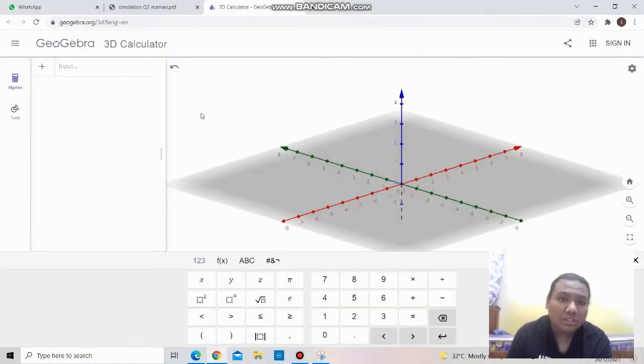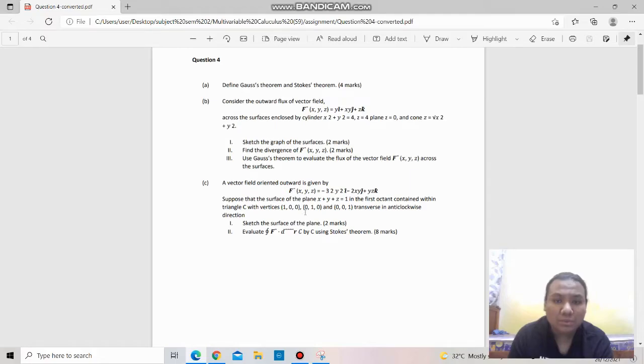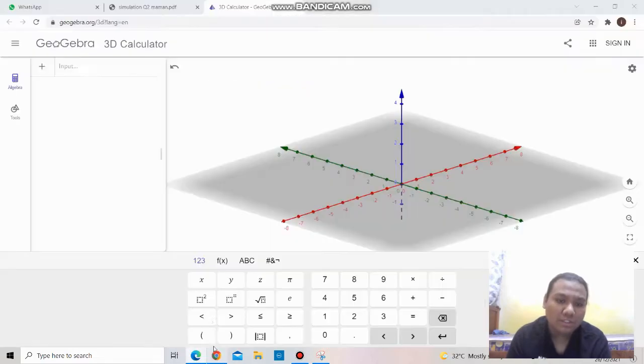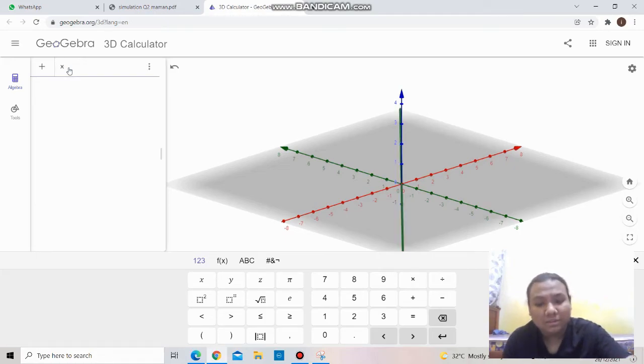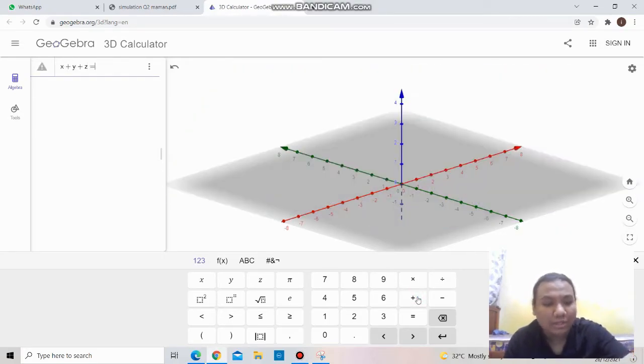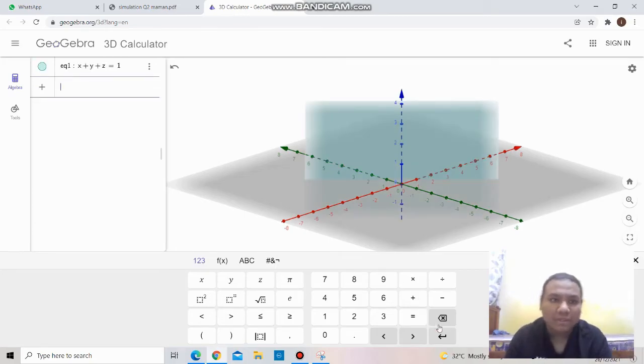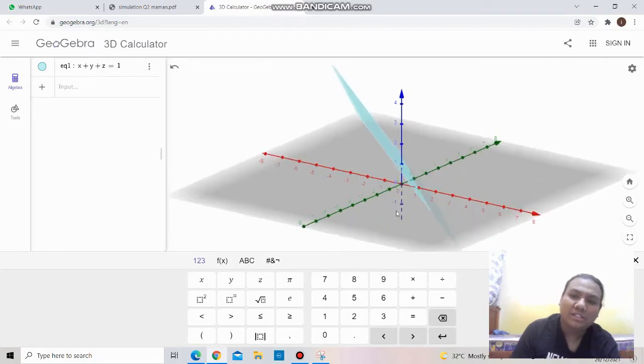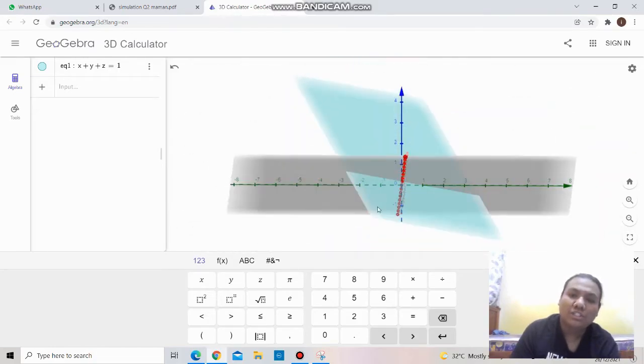The 3D calculator. First, we need to find a function. Okay, the function is x plus y plus z equals 1. After we find the function, we need to draw and sketch the function x plus y plus z equals 1. Like this, the sketch of the graph for the simulation.